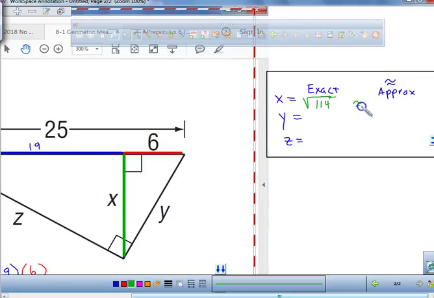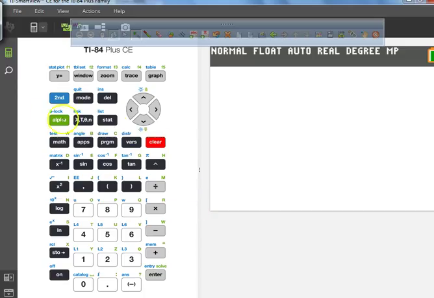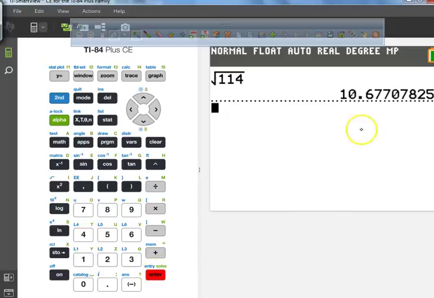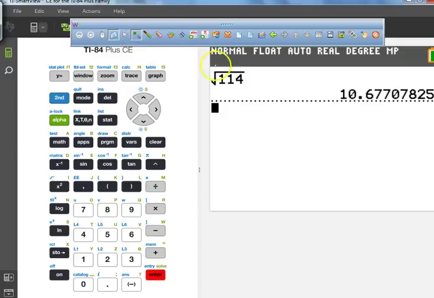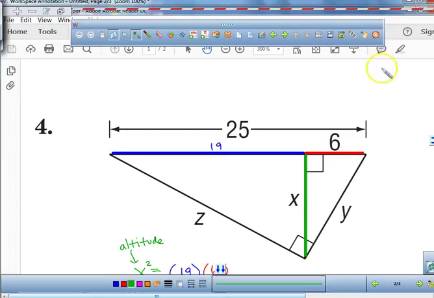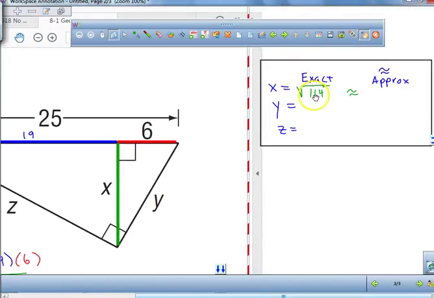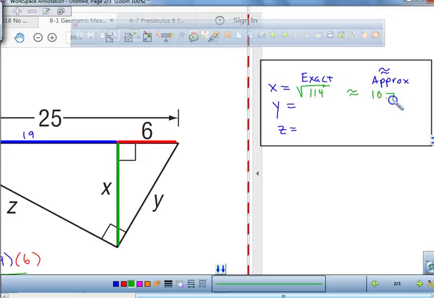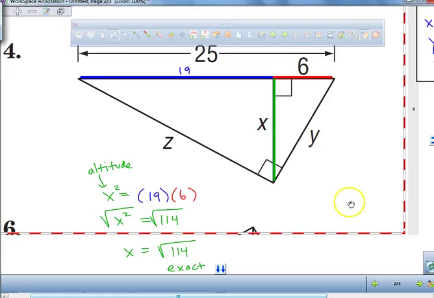Now we'll find the approximate answer in our calculator. We'll just take the square root of 114. Press enter, and that gets us 10.7. So right here, all you have to do is write next to this exact answer of the square root of 114, write 10.7.